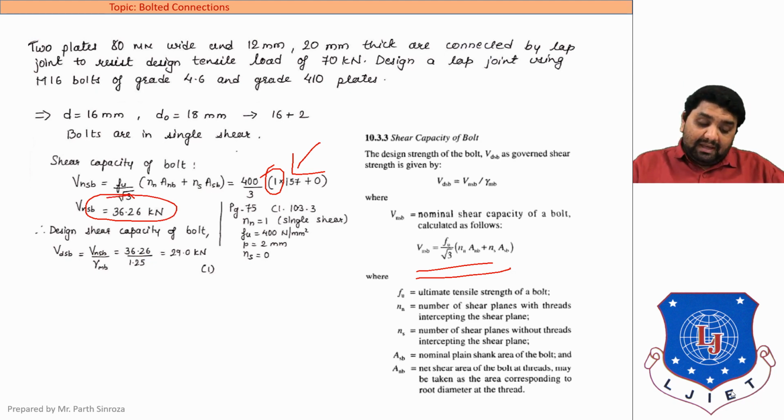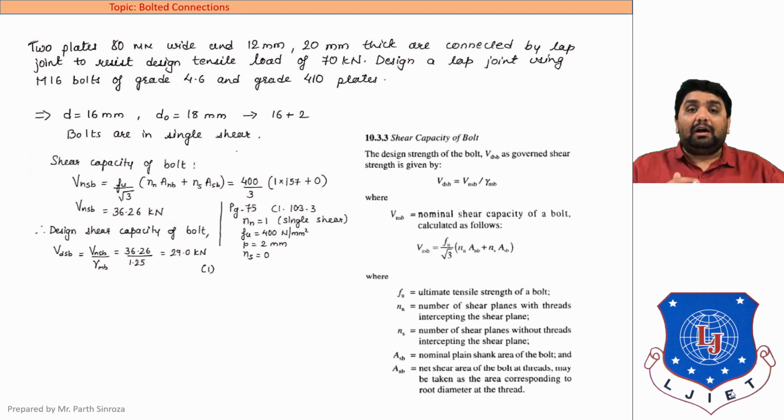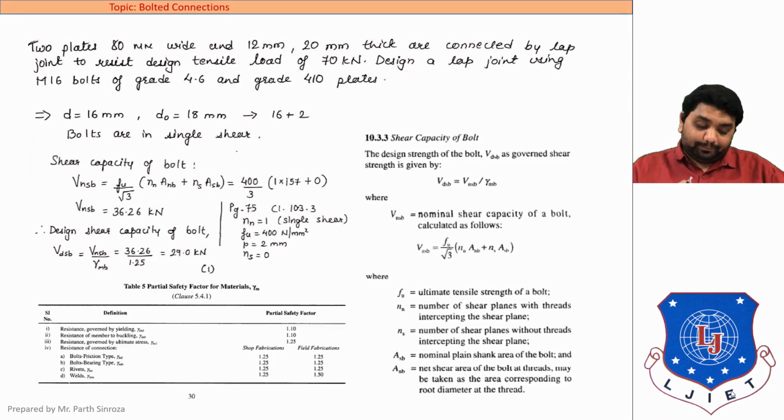So VNSB comes out to be 36.26. Now we need to find VDSB. The equation of VDSB is VNSB upon gamma MB. Now how to find this gamma MB? In steel, it is very easy to find these factors of safety, as they are prescribed only in one equation or in one table. So pause this video and move on to page number 30 of your IS code.